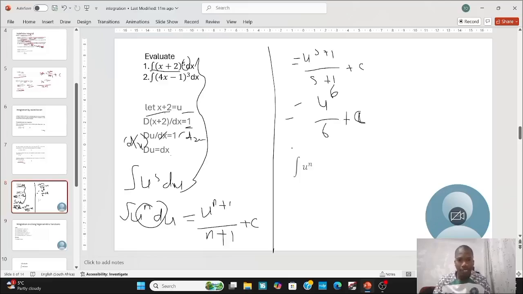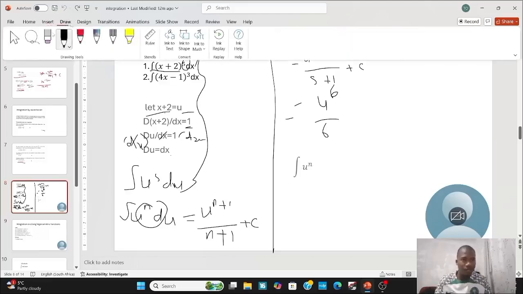But we are also aware that u to the power 6 can also be written as x plus 2 to the power 6 all over 6 plus c, right? Sorry, plus c. So that is the first problem that we have solved. Then we go to the second one. The second one, let us remove all this.